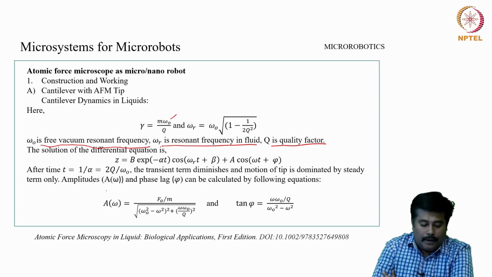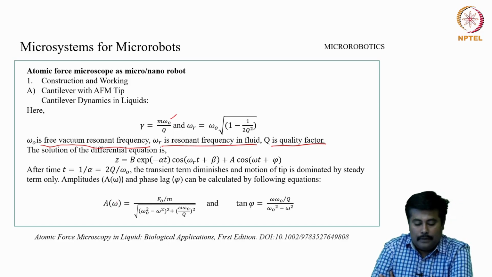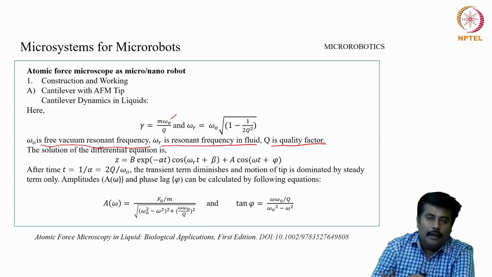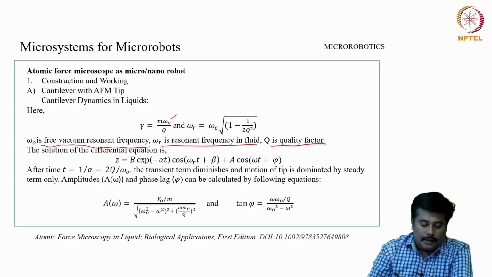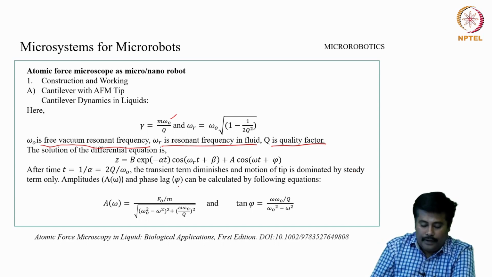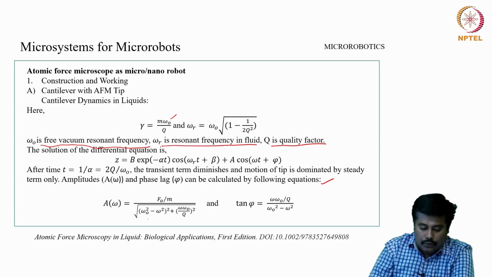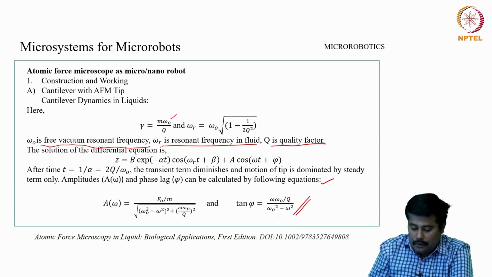After time t equals 1 by alpha, that is 2Q by omega naught, the transient term diminishes and the motion of the tip is dominated by a steady state term only. The amplitude a(omega) and the phase lag phi can be calculated by the equation a(omega) equals F naught by m, times 1 over root of (omega naught squared minus omega squared) the whole squared plus (omega naught omega by Q) squared, and tan phi is represented as omega naught omega by Q over omega naught squared minus omega squared.